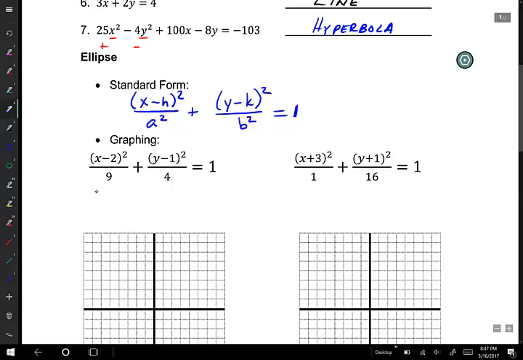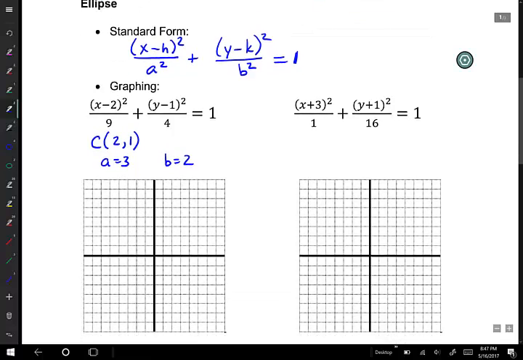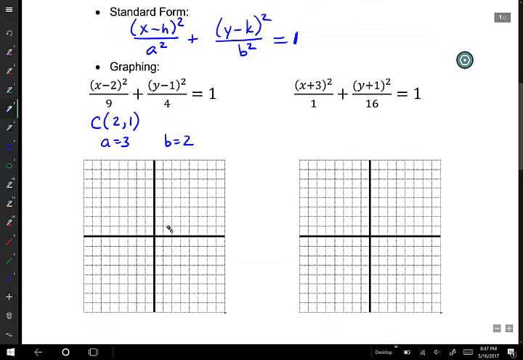So the center of our ellipse on this first one on the left is going to be the point (2, 1). The value of a is the square root of 9, so a equals 3, and b equals the square root of 4, which is 2. So this is a very straightforward approach. We go to the point (2, 1), and from (2, 1), because underneath the x is a 9, we're going to go out 3 units in each direction. Now, the b unit is 2, so we're going to go up and down 2 units in each direction.